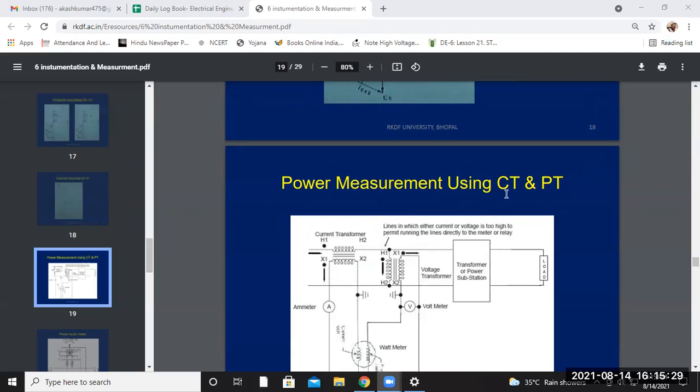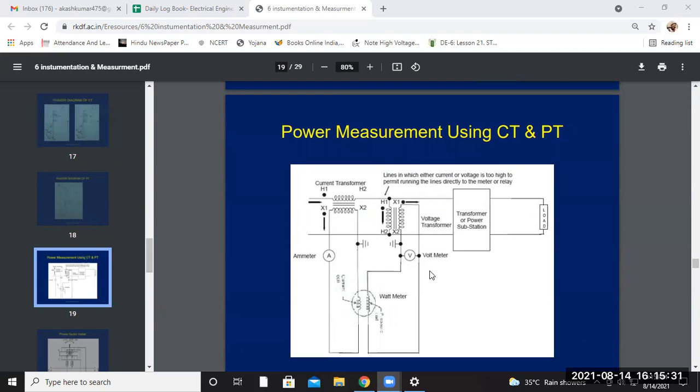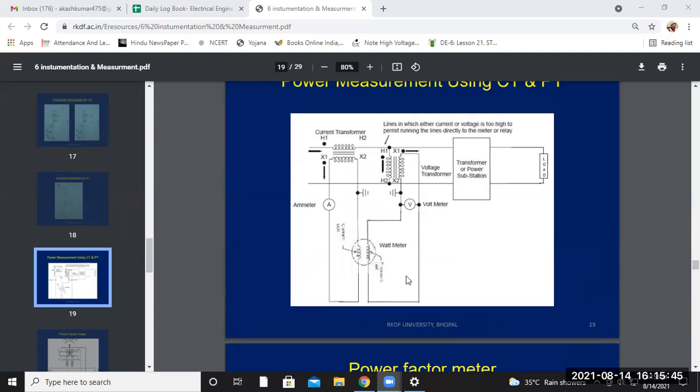Now the power measurement using CT and PT is quite similar to this transformer. As discussed in the previous classes, the diagram shows the CT, PT and the wattmeter involved. Here one ammeter is given, and the current transformer terminals H1, H2, then X1, X2 are provided. Then there is a voltage transformer where the voltmeter is provided, and grounding has been done.